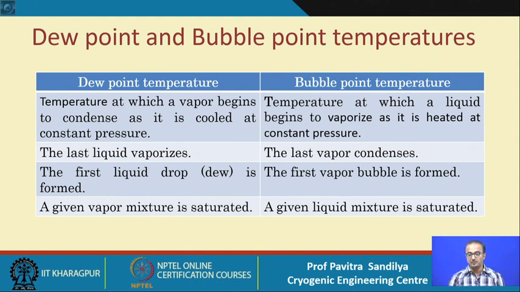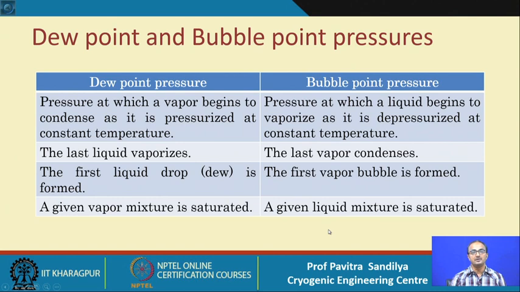Similarly, for bubble point temperature, the first bubble gets formed at a given pressure, and a given vapor mixture is saturated at the dew point temperature, whereas a given liquid mixture is saturated at the bubble point temperature. So, unlike a pure component where we find that both the vapor and the liquid remain saturated at a given temperature, that is the boiling point, in case of a mixture, the two saturation points are different.